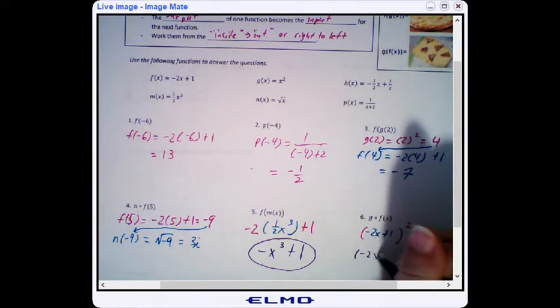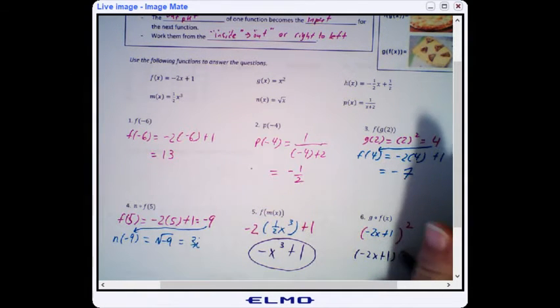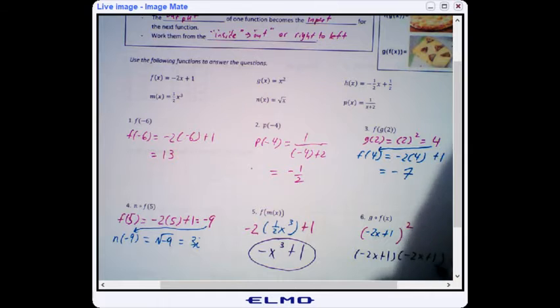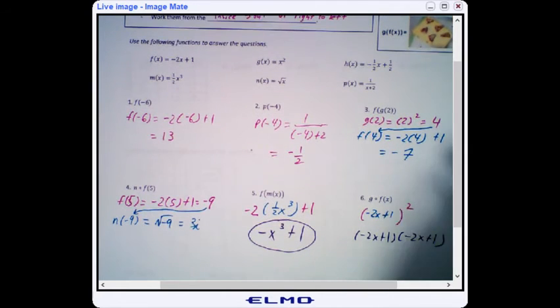So remember, when we have something squared, that means we have 2 of those groups. So I would recommend writing them both out. And we're going to get 4x squared minus 4x plus 1.